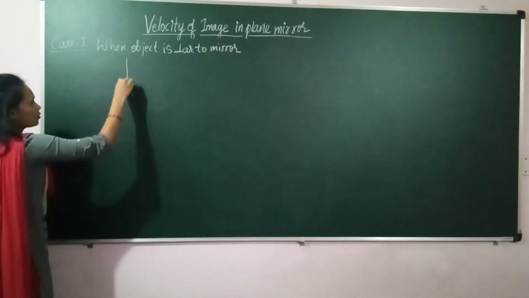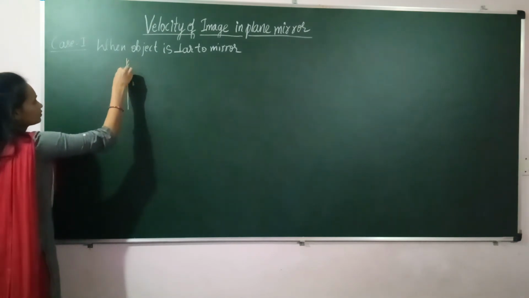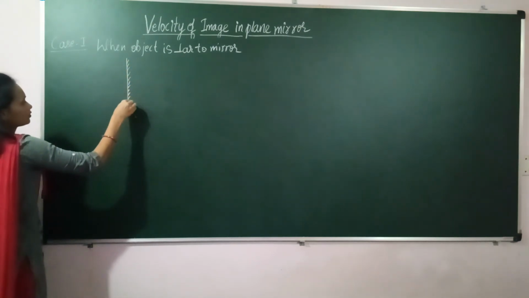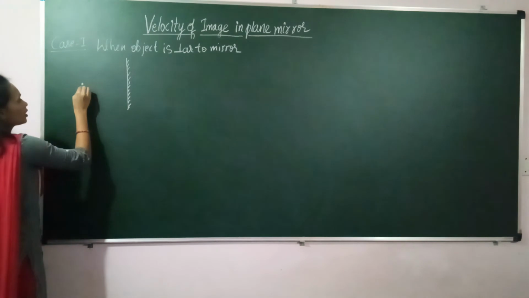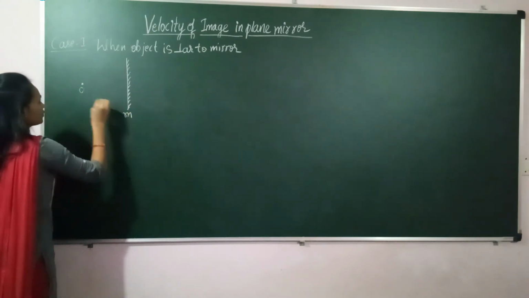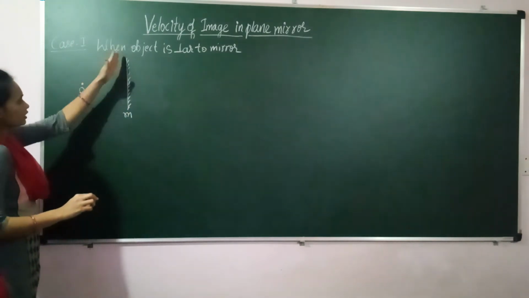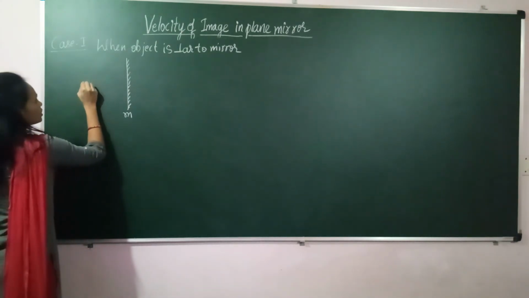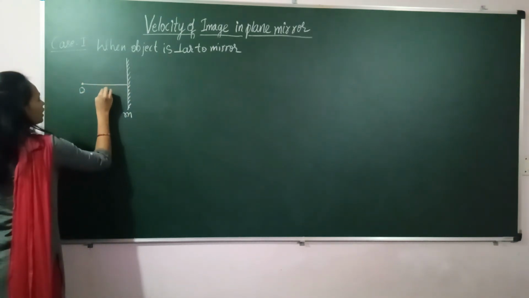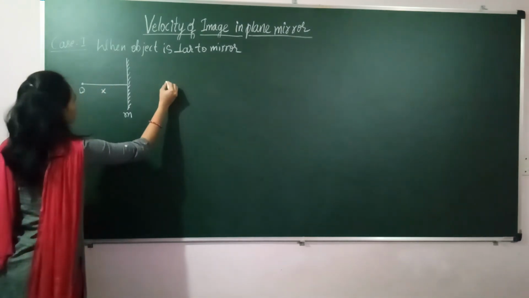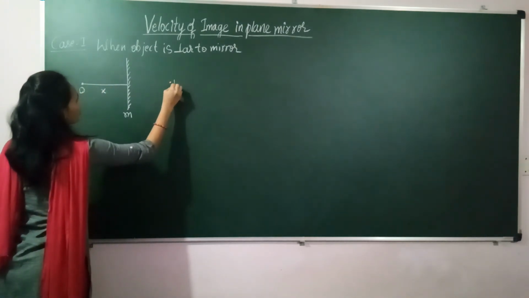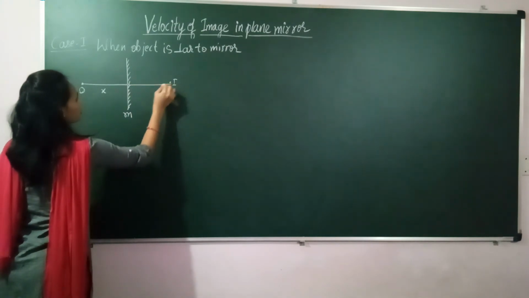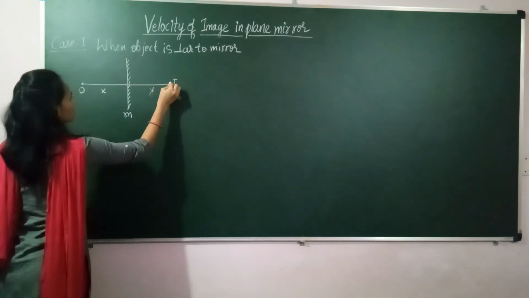Here this is the plane mirror and the object is kept perpendicular to the mirror. So this is your object and this is the plane mirror, and this object is kept at a distance of x, and at the same distance the image will be formed, and this distance we will take as y.